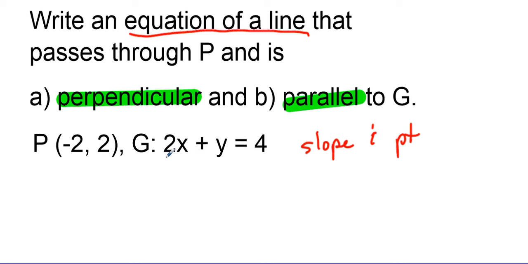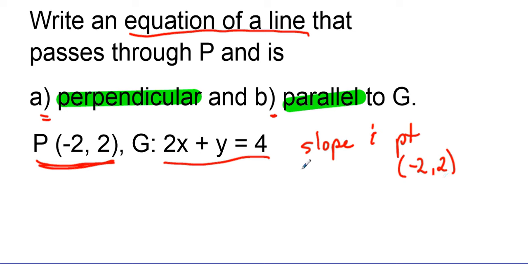So what do we got here? Well, we have an equation of a line, and we're trying to find two lines: one that is perpendicular to this line and one that is parallel to this line G. So we're looking for two different equations. We need to know the slope and we need to know the point. Well, we actually know the point. Each line passes through this one given point, which is negative 2, 2.